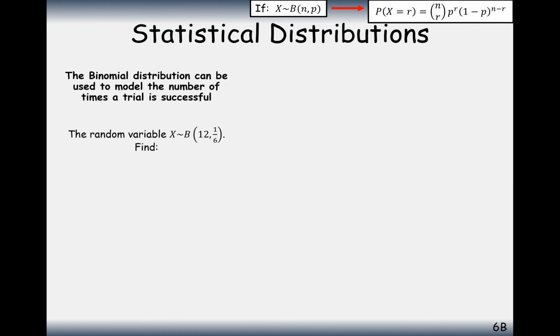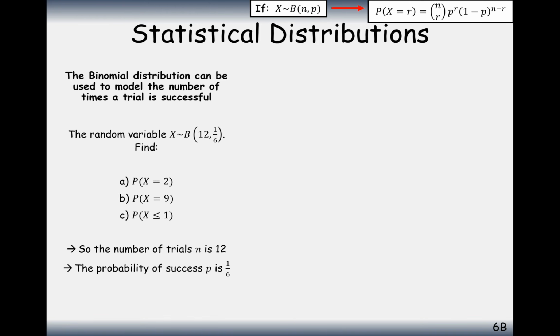Okay, let's have a look at a different situation here. Effectively, we're now rolling a dice, probability of 1/6, and we're rolling it 12 times. Find the probability of getting exactly 2 6s, or 2 of the number that we desire, exactly 9 of the number that we desire, and less than or equal to 1 of the outcome that we desire. Okay, so in this case we have n number of trials, p is the probability of success.